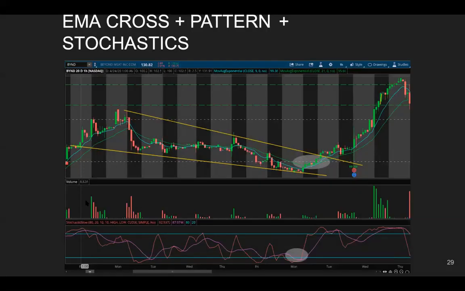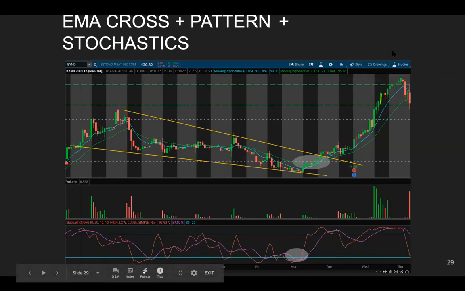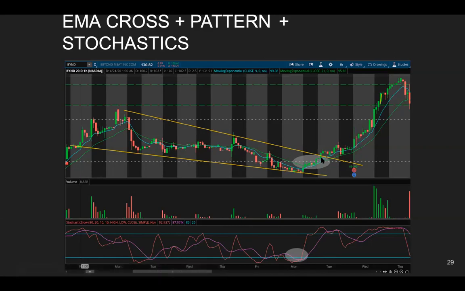EMA cross plus pattern plus stochastics. What pattern is this? What happened before it broke out of the wedge? What's the first thing that happened? Number one, stochastics crossing over from bearish to bullish. And then you have the EMA crossing over. And then you have the breakout here.